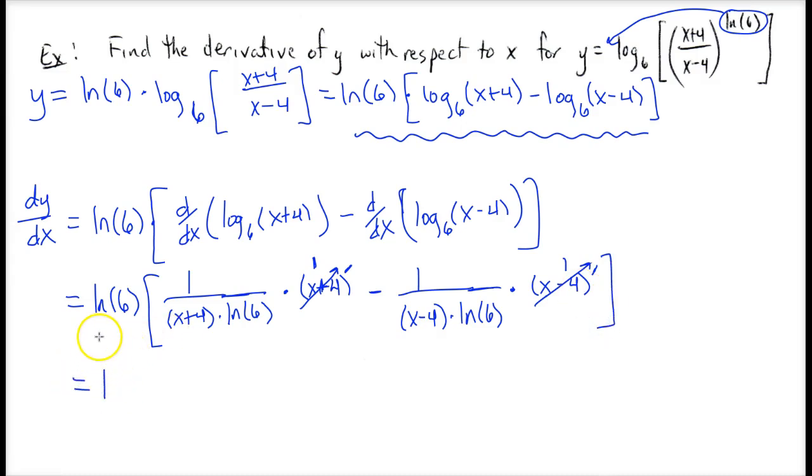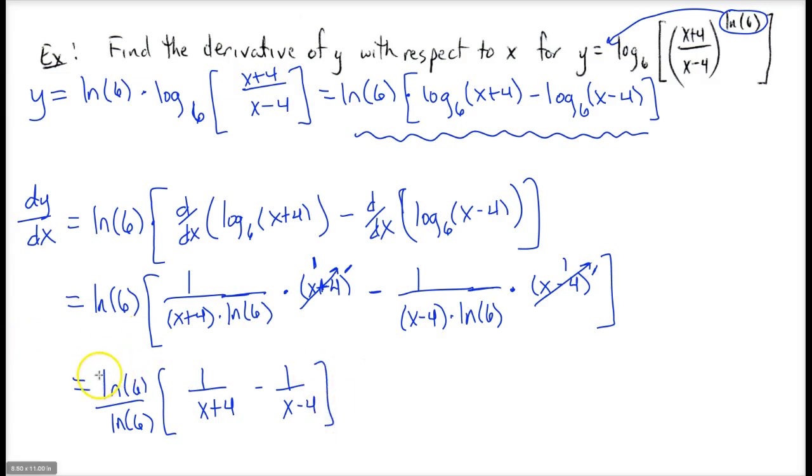So we have a common factor of natural log of 6 in the denominator of both of our terms. So what we're going to do here is just factor that out. And what we have left is 1 over x plus 4 minus 1 over x minus 4. And of course the natural log of 6 is reduced to 1. And our derivative here just ends up being 1 over x plus 4 minus 1 over x minus 4.